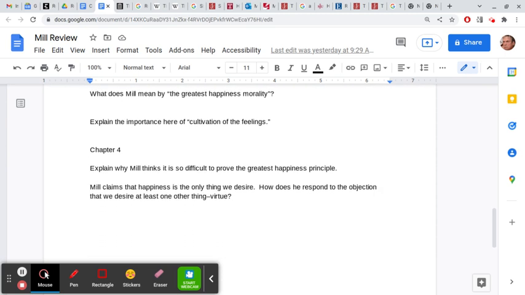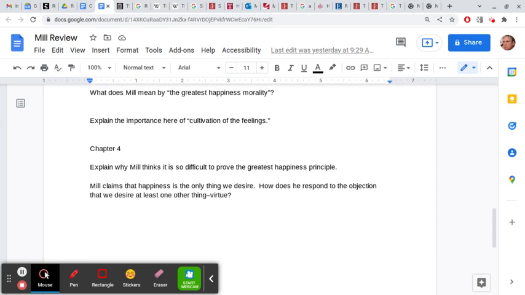Chapter 4, the last chapter we looked at, the idea of to what extent the greatest happiness principle can be proved. Explain why Mill thinks it is so difficult to prove the greatest happiness principle. Well, I'll just tell you that it's not anything particular about morality or the greatest happiness principle that makes it difficult to prove. You just have to understand what a first principle is, and then it'll be obvious that it's difficult to prove a first principle in general.